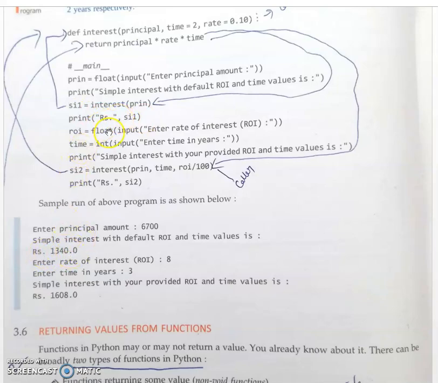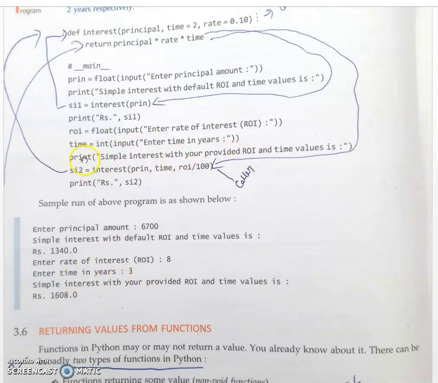Then again you are getting the rate of interest from the user, and the time, the years also, from the user. This time we are going to get the rate of interest and time value from the user as input. The user is entering: enter the rate of interest, 8, and enter the time, 3 years. Then it will print the next statement.